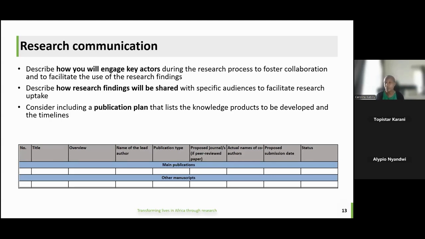Will it be a peer-reviewed publication? When do we plan to submit it? And also now the status is really informing, okay, it's been submitted, it's been accepted, we're working on revisions.